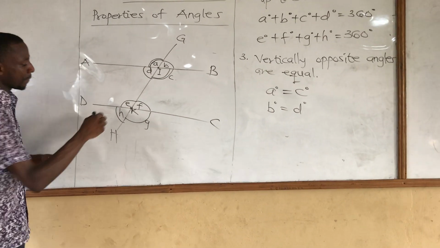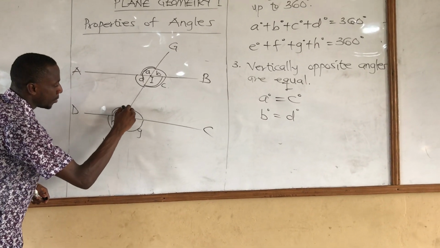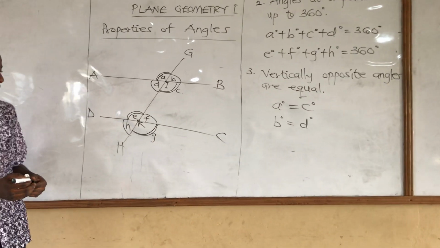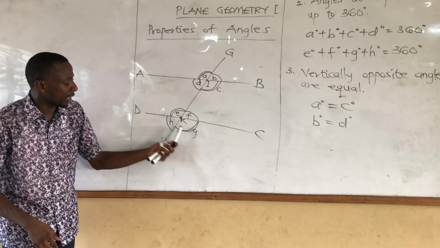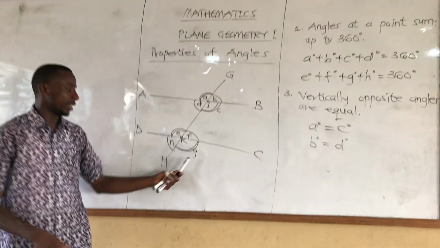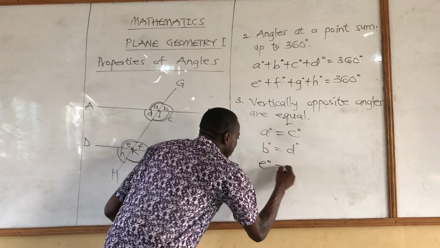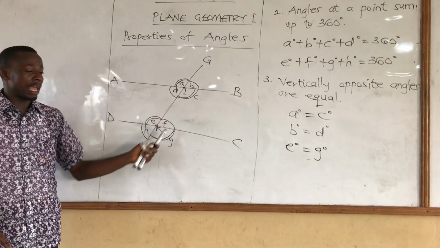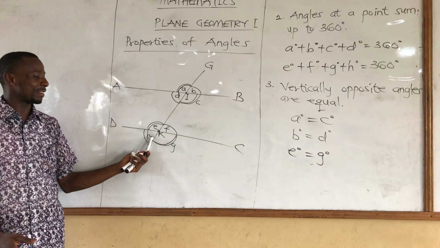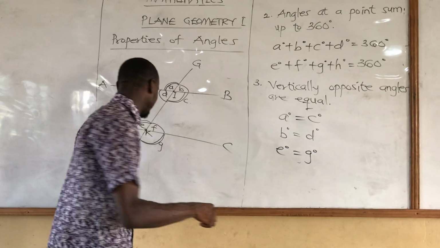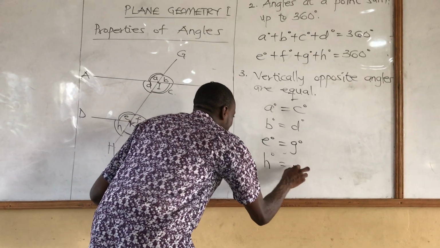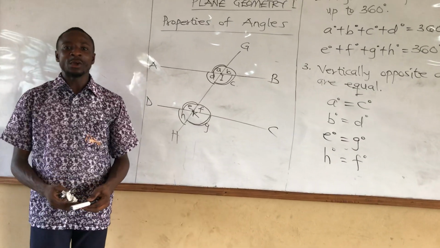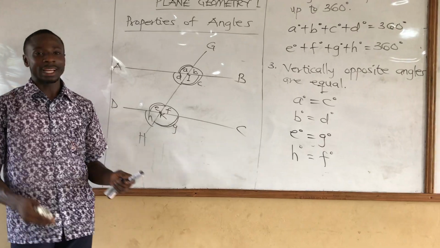When we come here, I will still make the double line and another double arc. So the angle here is also equal to the angle G. So angle E is equal to angle G. Then H and F, it is obvious that definitely they are also going to be equal. So H is also equal to angle F. So this is vertically opposite angles, and we know they are equal.